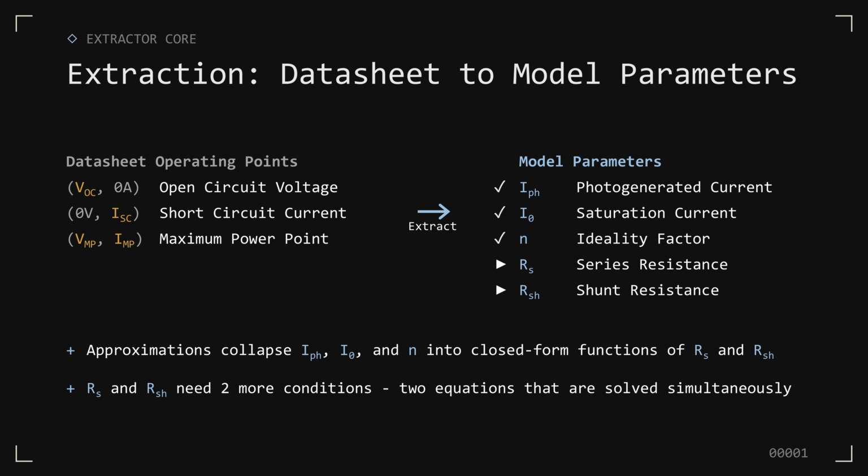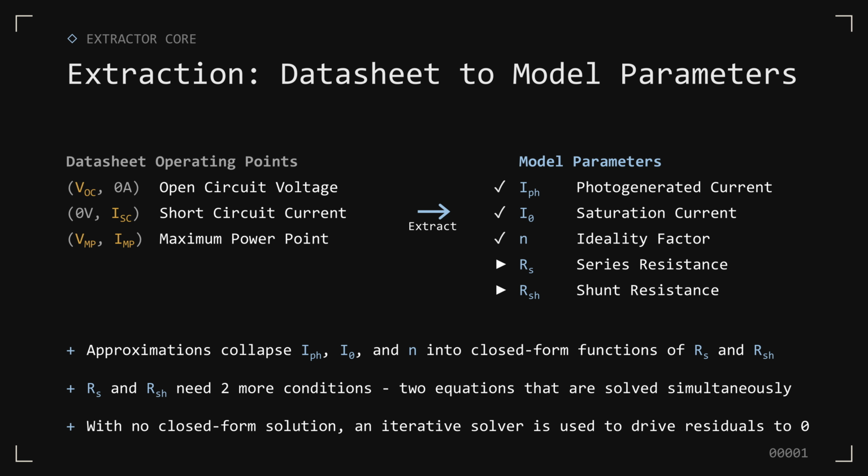These conditions give us 2 more equations, and with no closed-form way to solve them, they're handled using numerical methods and solved simultaneously. There are different approaches for doing this, but in this case we'll do a 2-dimensional iterative solver using the Newton-Raphson method. The equations fed into the solver will be set up as residuals, which are expressions that equal 0 when the target relationship is satisfied, and the solver adjusts RS and RSH until both residuals reach 0.